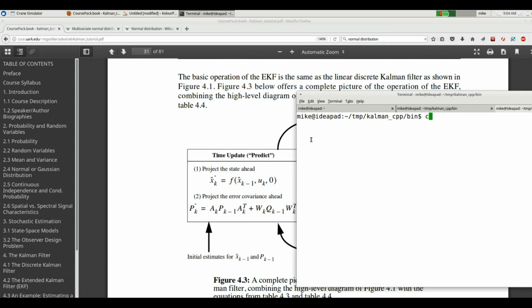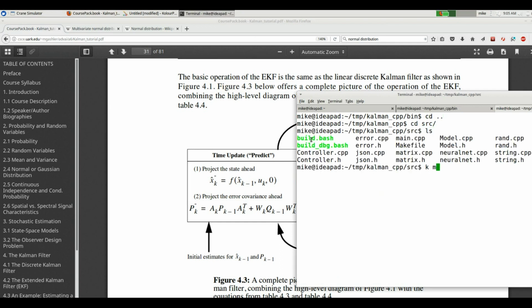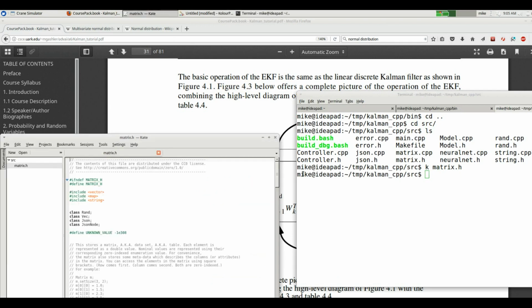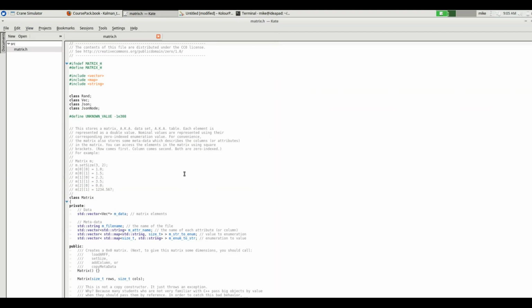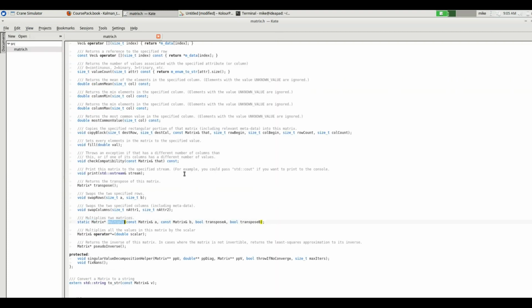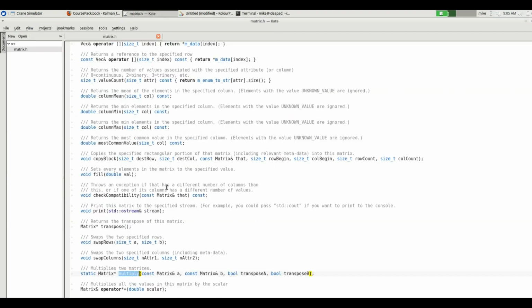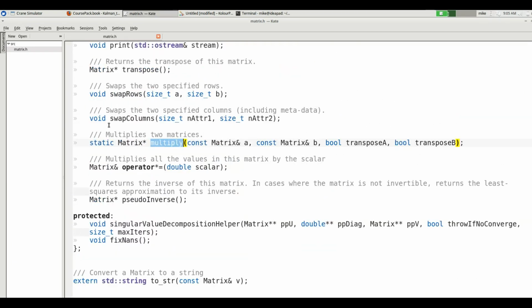I think you can because matrix.h, let's see what I supply to you. Multiply. There you go. I provide a function to you that multiplies two matrices. You pass in matrix A and matrix B, and you can even transpose them if you want to, and it handles that for you and returns to you a matrix.